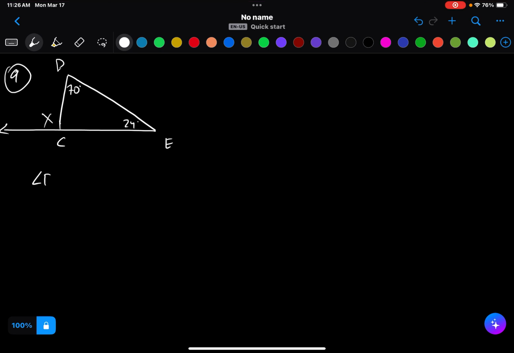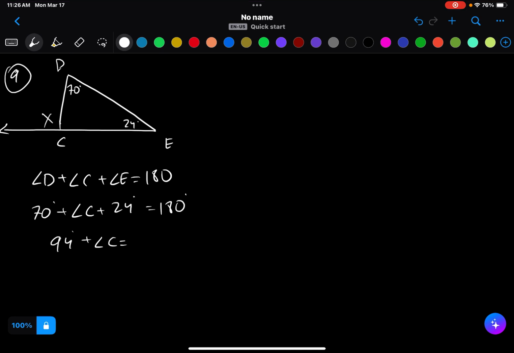So you can say that angle D plus angle C plus angle E have to equal 180 degrees. I know two of the three, so let's plug them in. That's 70, that's 24, and I'm missing angle C. All of them have to equal 180. Adding those up, that's going to be 94 degrees plus angle C equals 180. And then I just simply take away 94 from both sides.